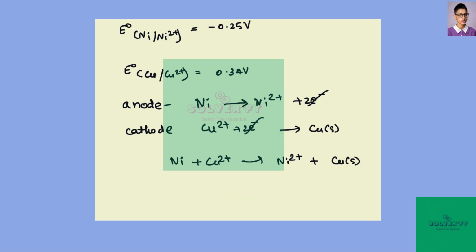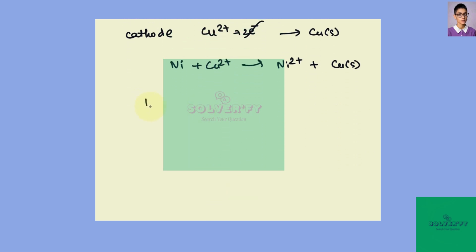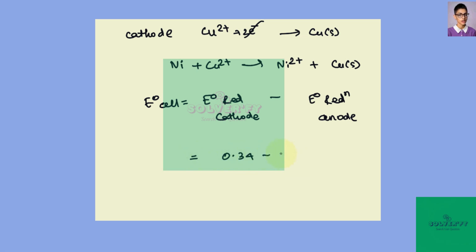First of all, we will find out the standard electrode potential. So E0 cell is equal to E0 reduction at cathode minus E0 reduction at anode. So the reduction potential of cathode, that is of the copper, is 0.34 minus, for anode, that is for nickel, it is minus 0.25. So the E0 cell value is equal to 0.59 volt.